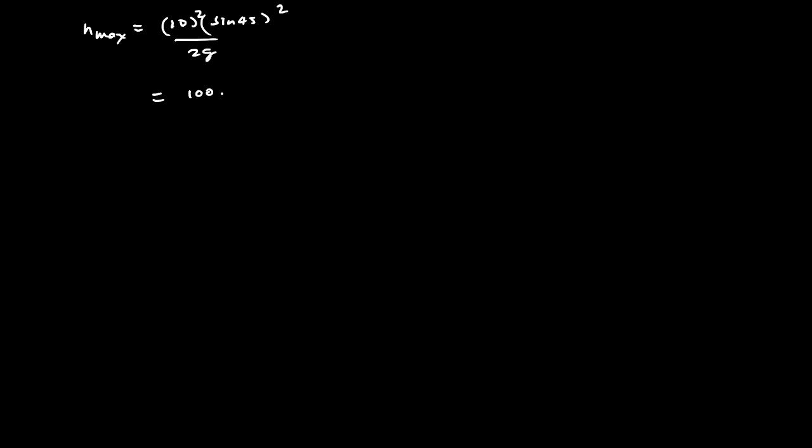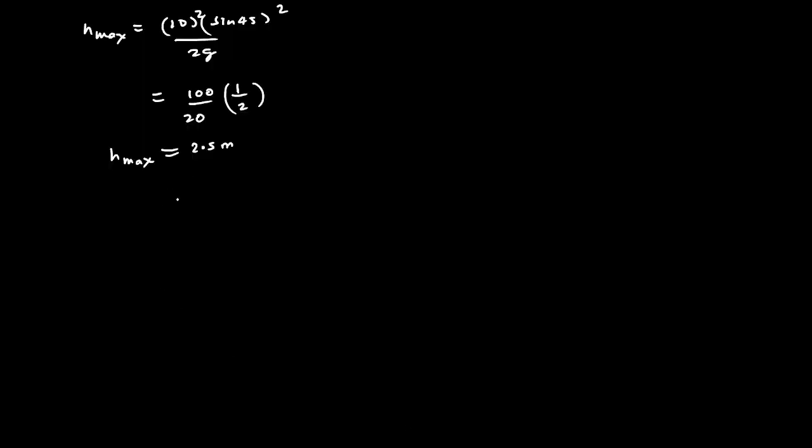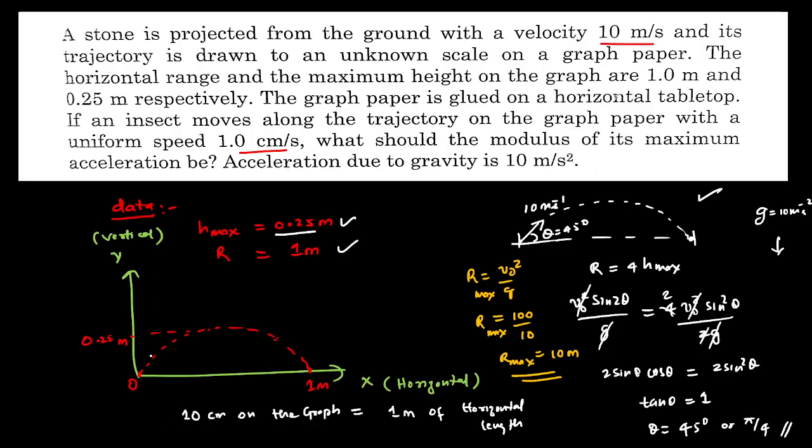So it is 100 sin 45, 1 by root 2 squared, 1 by 2, 20. Just simplifying this, it is going to be 2.5 meters. What we see is 2.5 meters is the maximum height, but we know that 1 meter is equal to 10 centimeters on the graph paper, which means 2.5 meters is equal to 0.25 meters on the graph paper. So everything is now set.